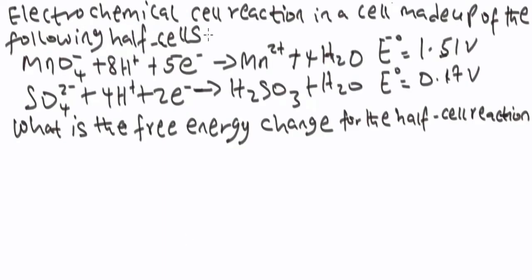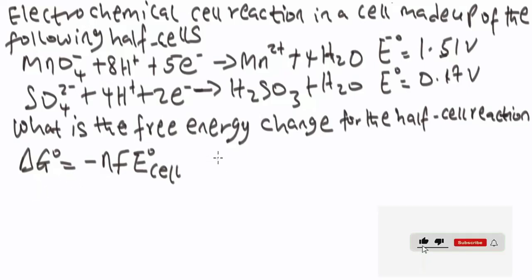It says an electrochemical cell reaction in a cell made up of the following half cells. So these are the half cells with their respective standard electric potentials. It says, what is the free energy change for the cell reaction? Alright, so we're going to apply this formula: change in standard Gibbs free energy equals minus the number of moles of electrons involved in the redox reaction times this constant times cell potential. So let's begin with finding the cell potential.